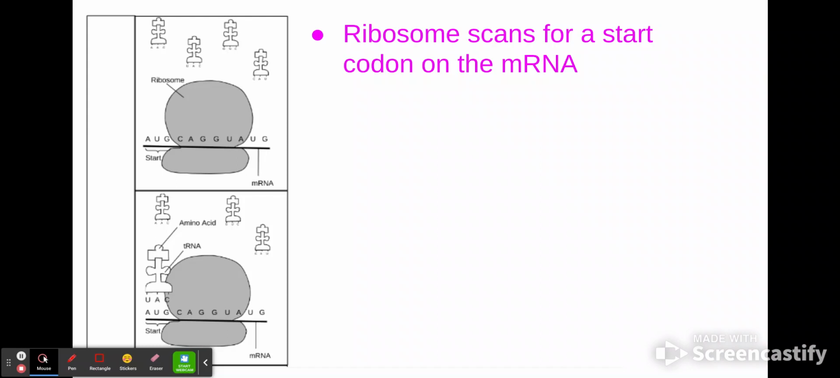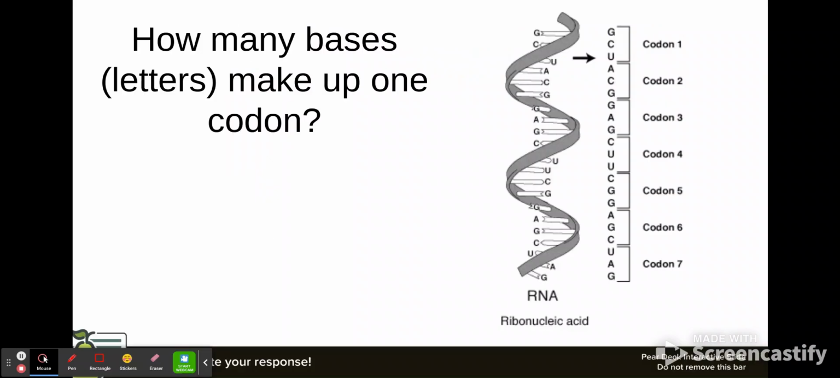I use the word codon here. We're going to have to talk about what this word codon means in a second. So in a minute here, I'm going to show you a picture and ask you what codon means based on this picture. So let's take a look.